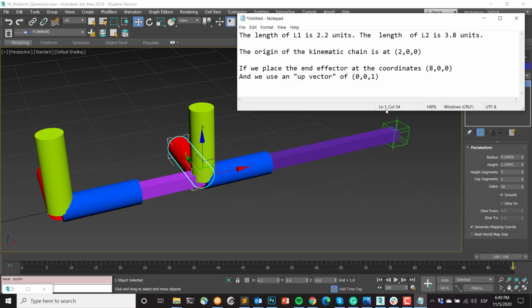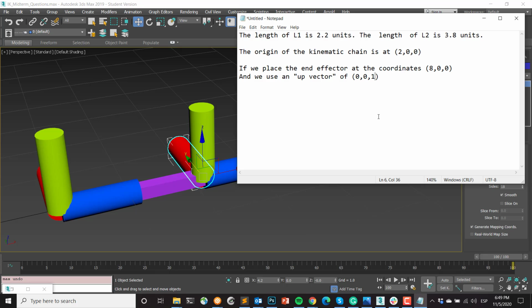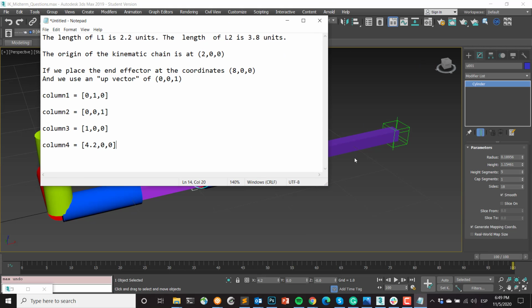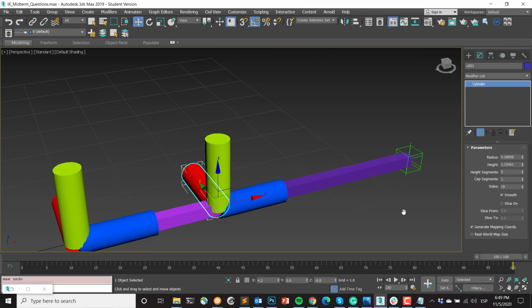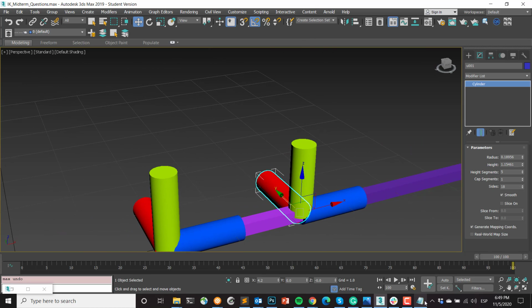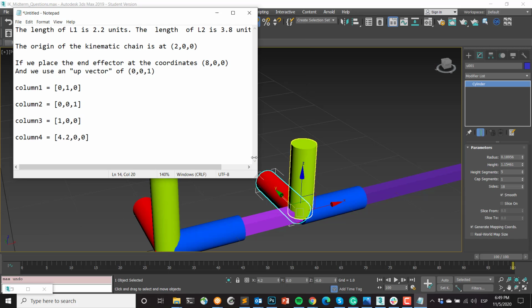So in this case in particular, this will be the solution, right? So the transformation part, which is basically the first three columns, will be this. Again, this was the original local x-axis, which is column 1. So now it's pointing to the y direction. Now this one is pointing to the z direction. This one is pointing to the x direction.